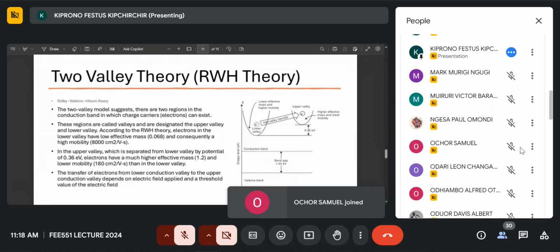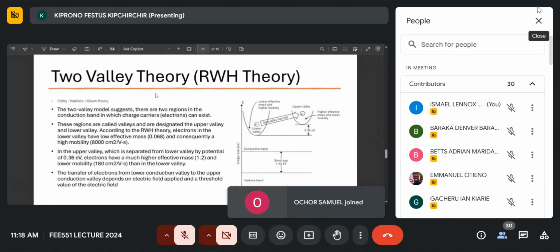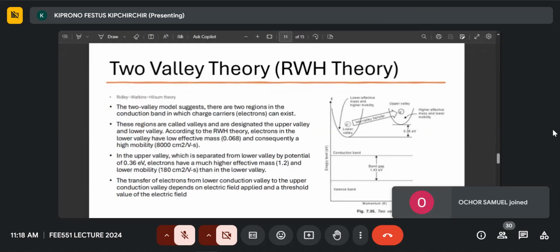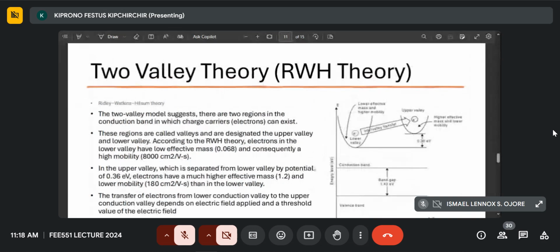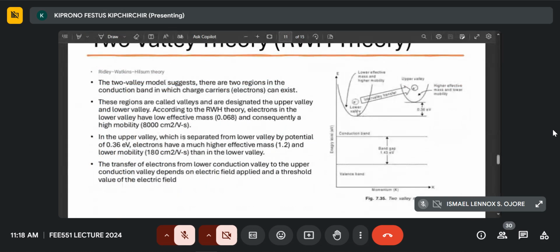So for this model, the RWH theory or two valley theory, it was coined by these two. Actually, I don't know if it's three guys. It's the Ridley, Watkins, and Hilsum theory. The basis of this theory, if I can zoom in, is that we have lower energy on the conduction band, the lower valley and the upper valley.